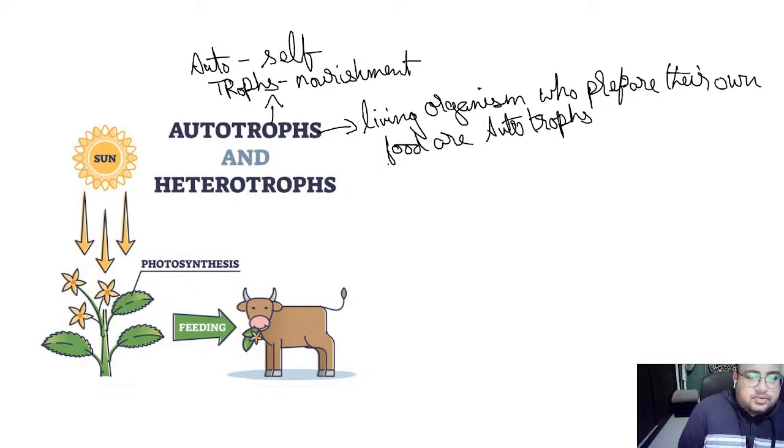So autotrophs, self nourishment, they prepare their own food and they extract nourishment from the food on their own. So those are autotrophs, like plants. So basically, plants are autotrophs. They are not dependent on food from any other living organisms.